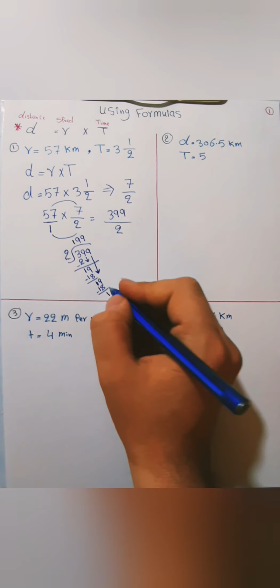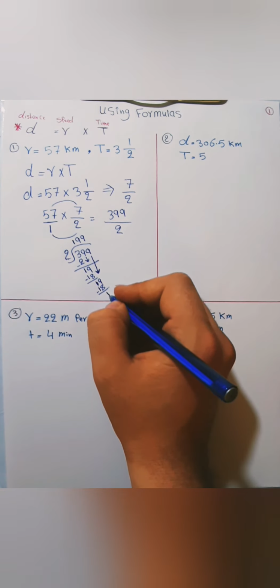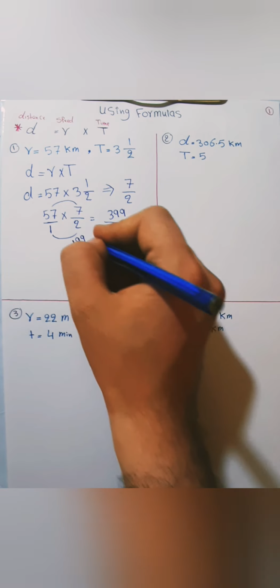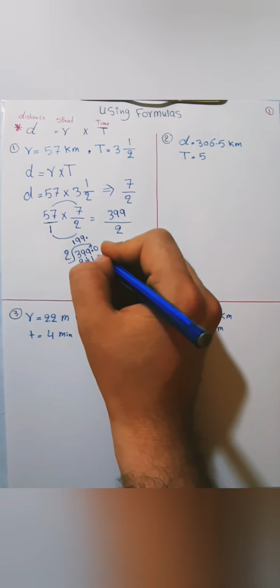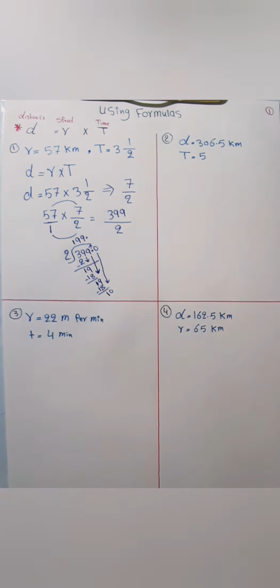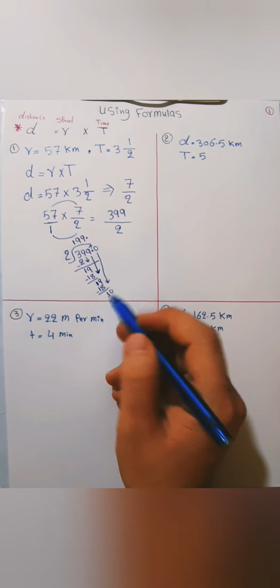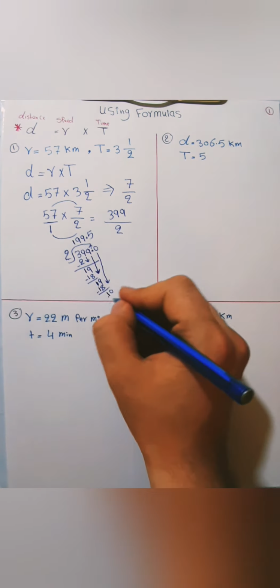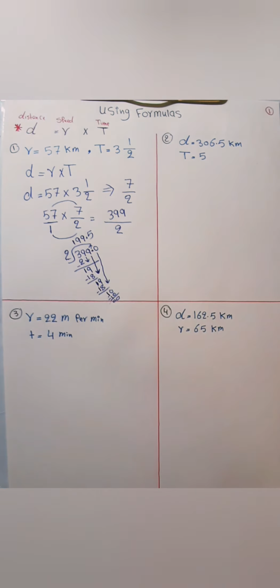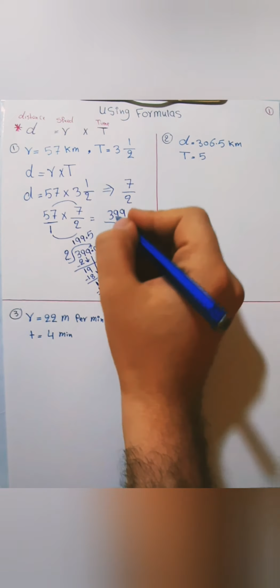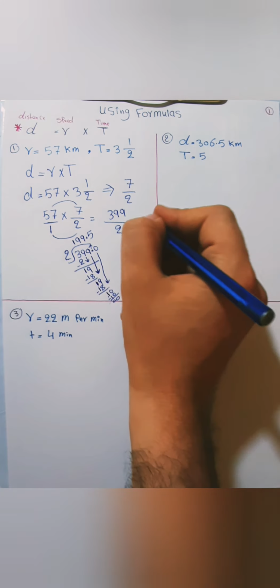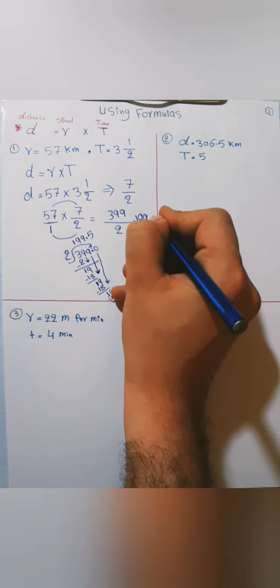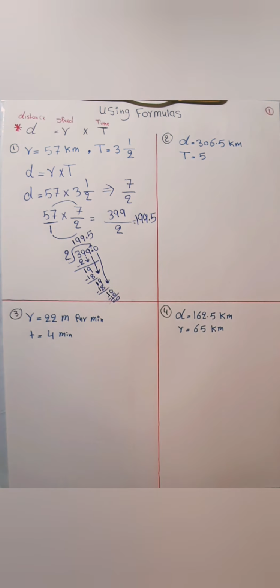We can change this remainder to 0 by writing a decimal point and 0. Write a decimal point in the quotient and bring down 0. How many 2's are in 10? We have 5. 5 times 2 equals 10, and the remainder is 0. So 399 out of 2 equals 199.5.